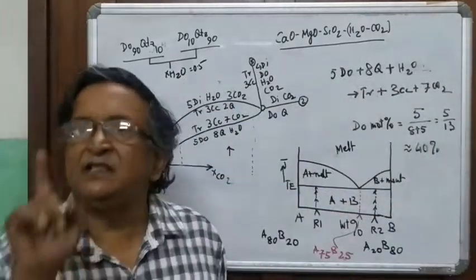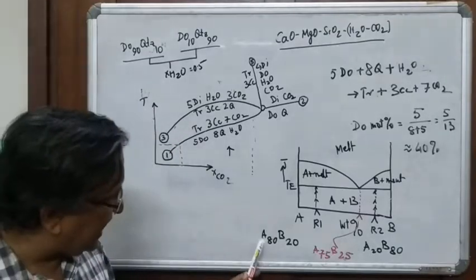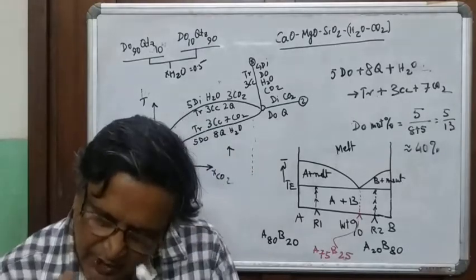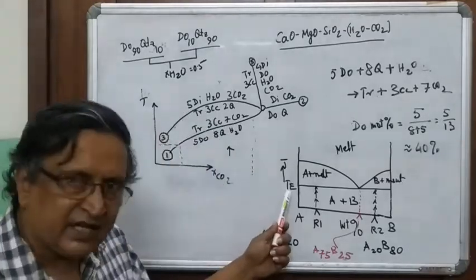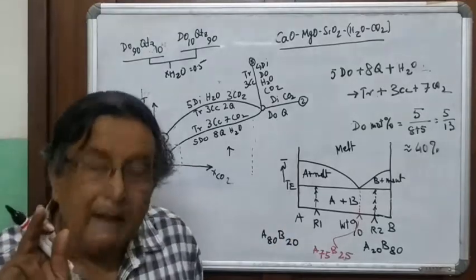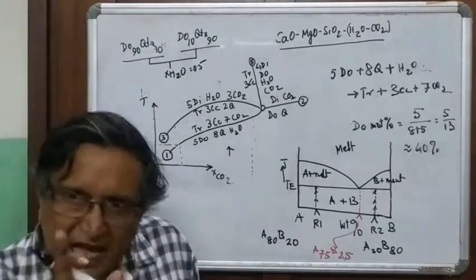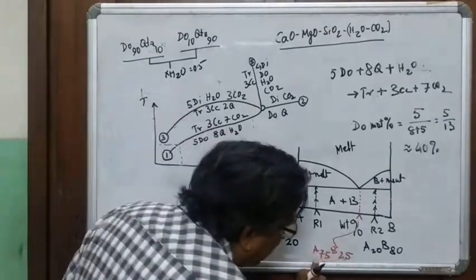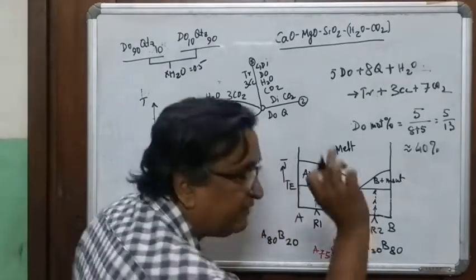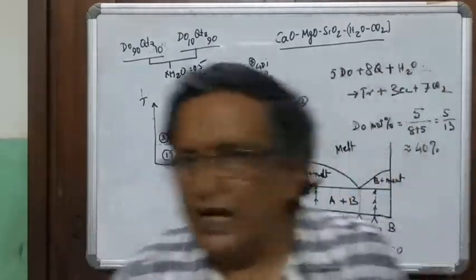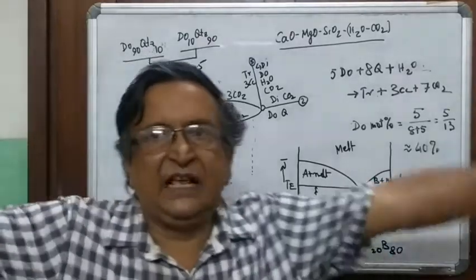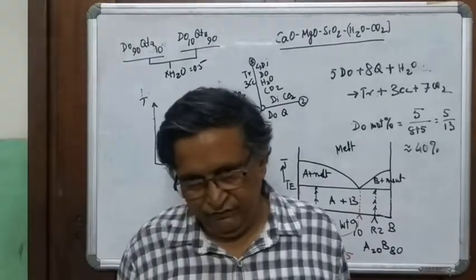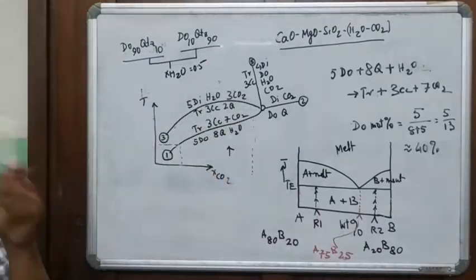It is a very, very similar situation. So whether you take an A80, B20 rock or an A20, B80 rock, when you heat the rock and it reaches the eutectic temperature, the rock will melt. But the proportion of A and B undergoing equilibrium melting would be A75, B25. It will not be in the ratio as they are present in the rock. It never happens. This is what is very important to note.